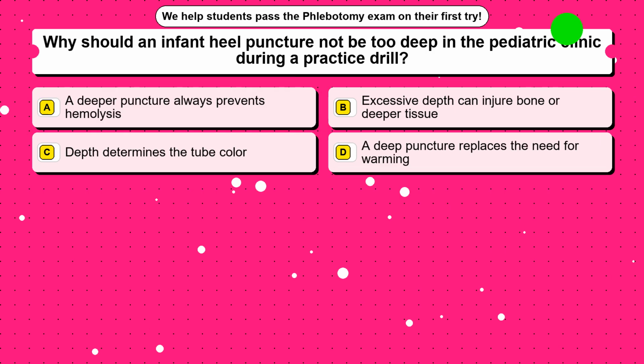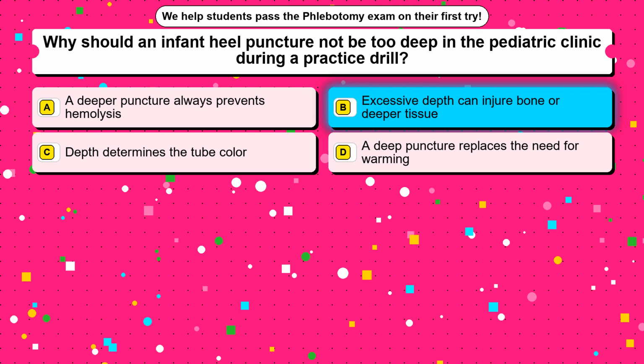Question 49. Why should an infant heel puncture not be too deep in the pediatric clinic during a practice drill? Option A. A deeper puncture always prevents hemolysis. Option B. Excessive depth can injure bone or deeper tissue. Option C. Depth determines the tube color. Option D. A deep puncture replaces the need for warming.